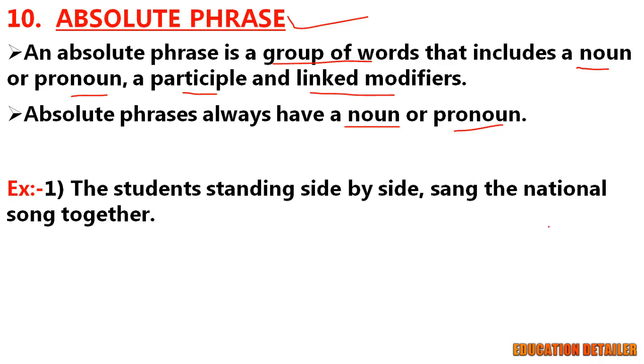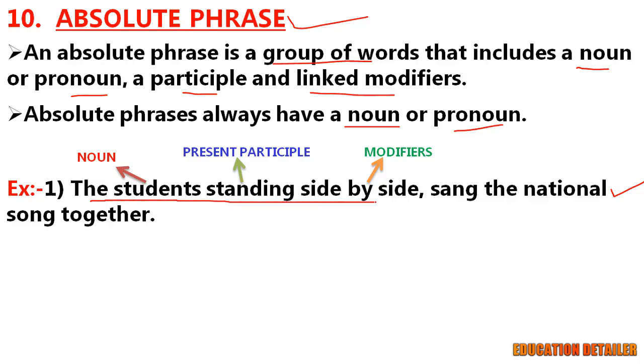In the first example, the students standing side by side sang the national song together. Student is a noun, standing is a present participle, and side by side are modifiers. Hence, students standing side by side wholly is an absolute phrase.